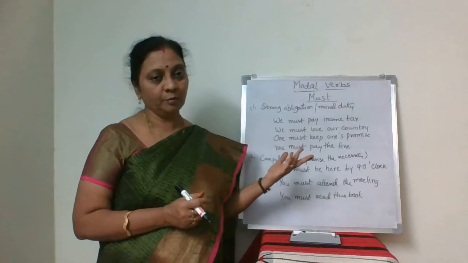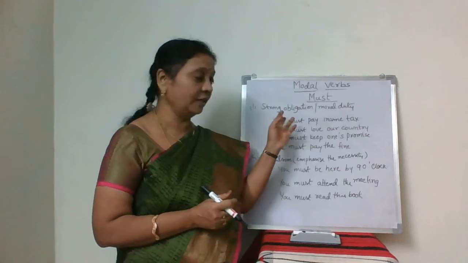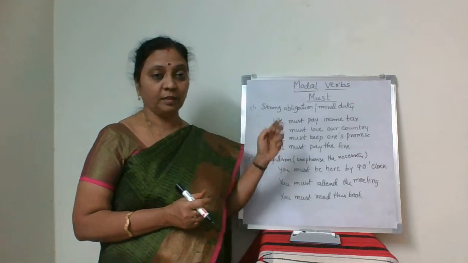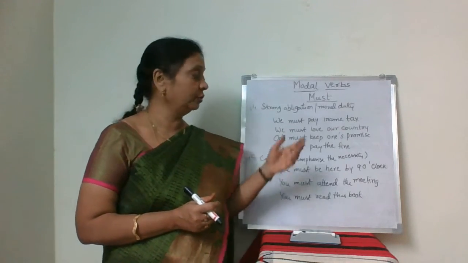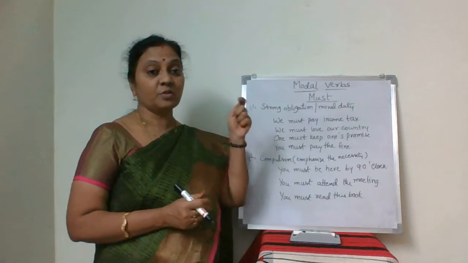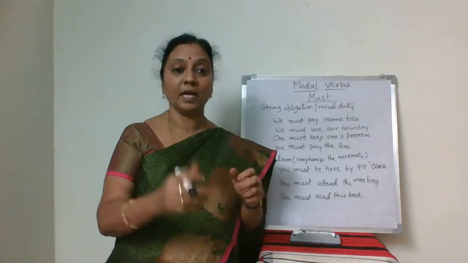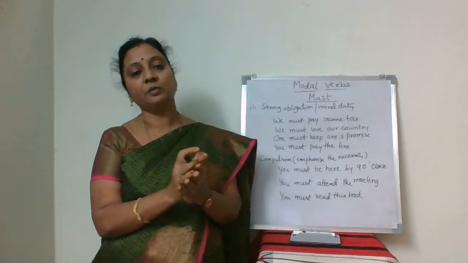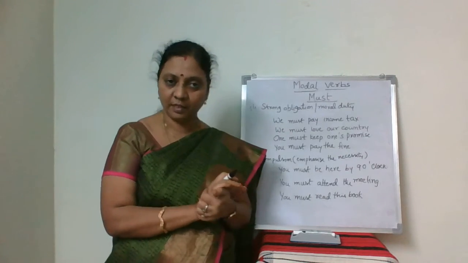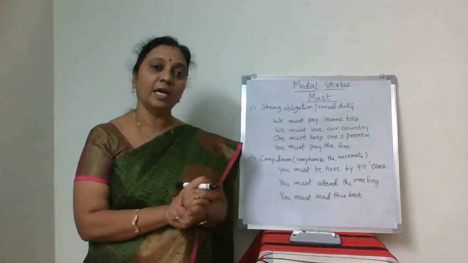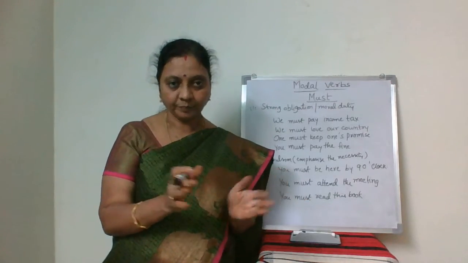Then you might ask this question: why can we use obligation and duty there, and here also obligation and duty? But here it is strong obligation. Must is stronger than should. That you have to remember. It is talking about strong obligation and moral duty, stronger than should.